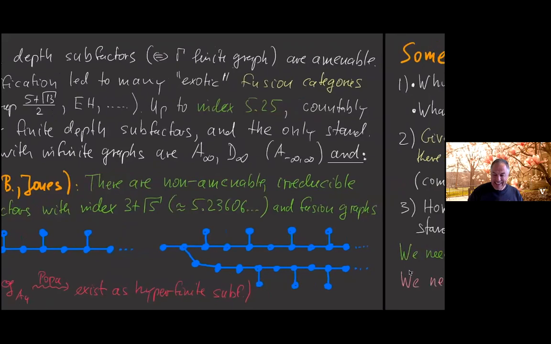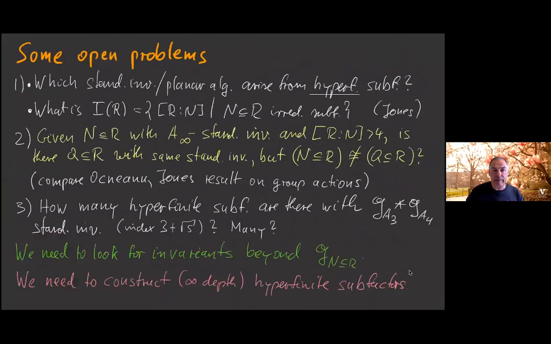Okay. All right, so I want to maybe briefly describe a few open problems in this context, because now we have moved to this world of non-amenable hyperfinite subfactors, and there are many obvious questions in this context. The first one is, of course, which standard invariants or which planar algebras actually do arise from hyperfinite subfactors. So, for instance, do all the Temperley-Lieb-Jones standard invariants for every parameter delta bigger than 4 arise from hyperfinite subfactors? The conjecture is that that is not the case.